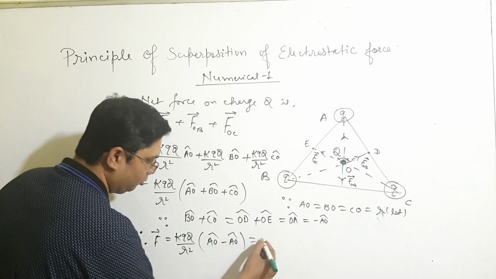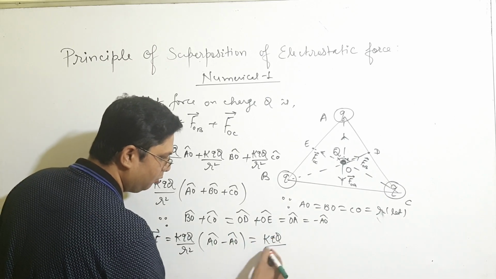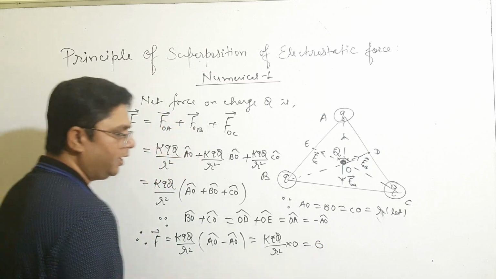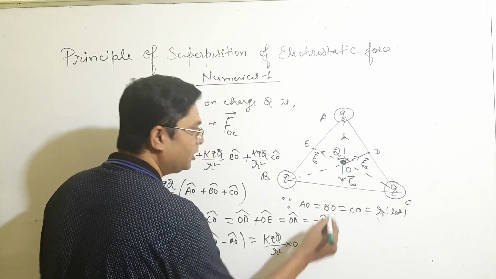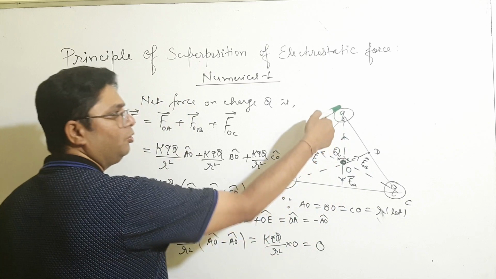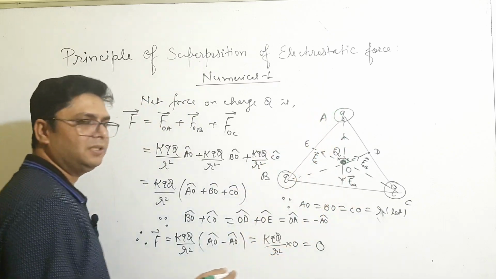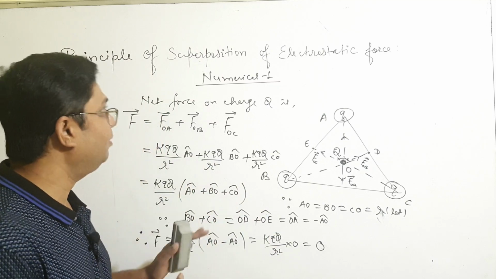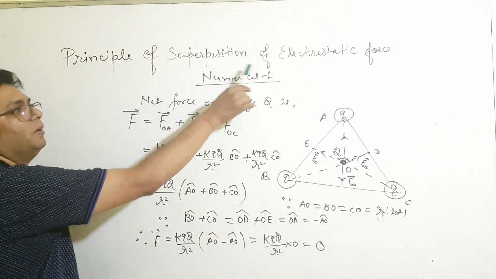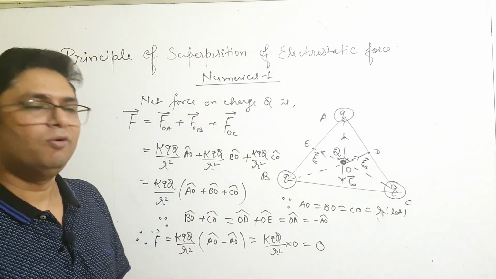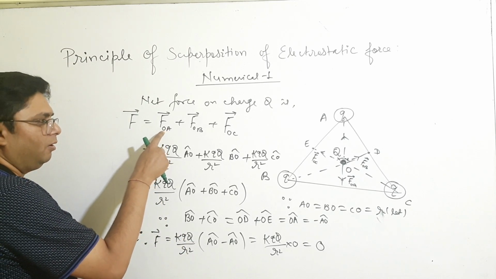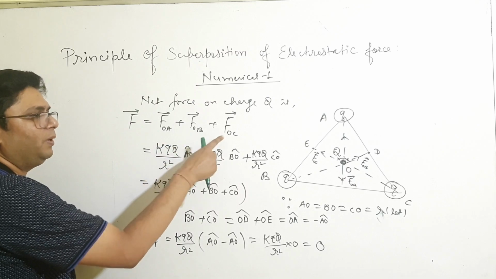This will be 0. So K Q R square into 0 is equal to 0. So the net force acting on the charge capital Q due to these three charges on the vertices of the equilateral triangle is 0, which can be obtained by the principle of superposition of electrostatic force. That is, force F equals force F AO plus F OB plus F OC.